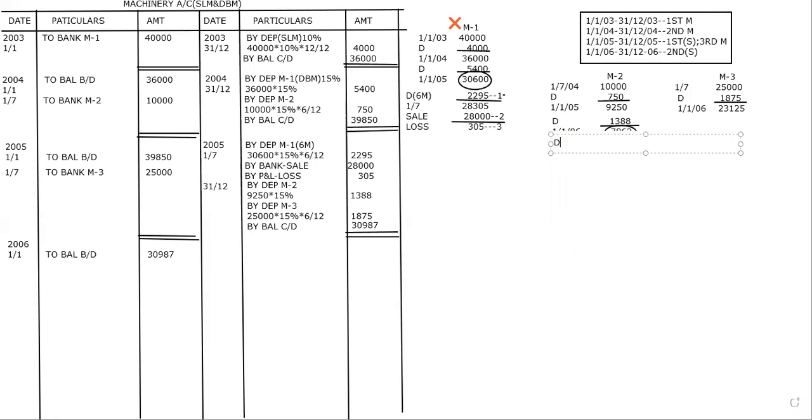This is 1st January 2005, and we sold in July 2006. So July we are. That means 6 months depreciation I should calculate, no? So please calculate 6 months depreciation.